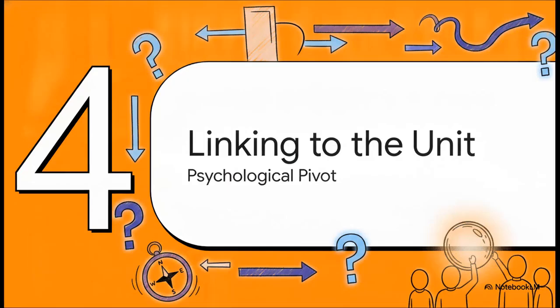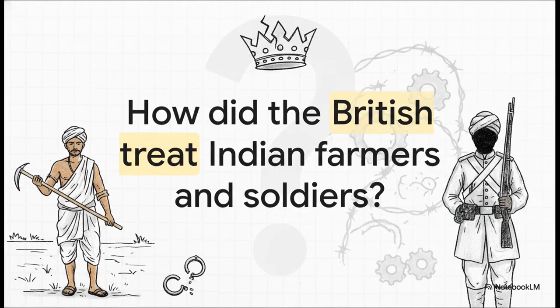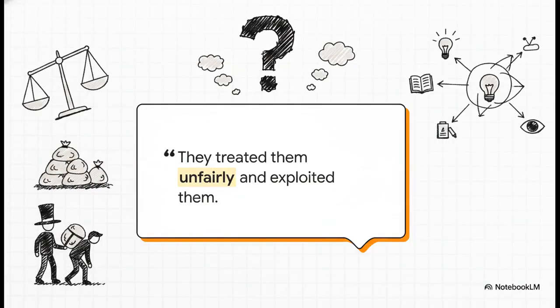Okay, part 4, linking to the unit, the psychological pivot. Here's where the teacher starts psychologically maneuvering the students closer to that hidden topic, asking, how did the British treat the Indian farmers, soldiers, and kings over time? This prompt brilliantly escalates the narrative. We've just moved away from basic economic trade and suddenly shifted the focus onto human impact and systemic oppression. The students naturally supply the narrative, replying they treated them unfairly and exploited them.